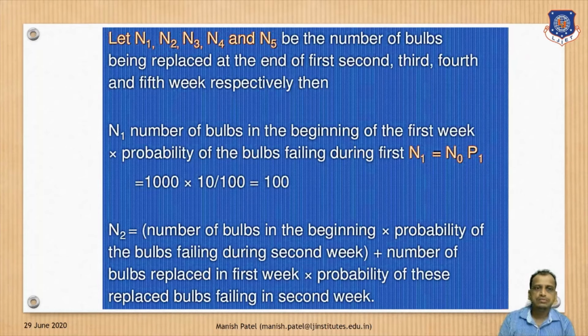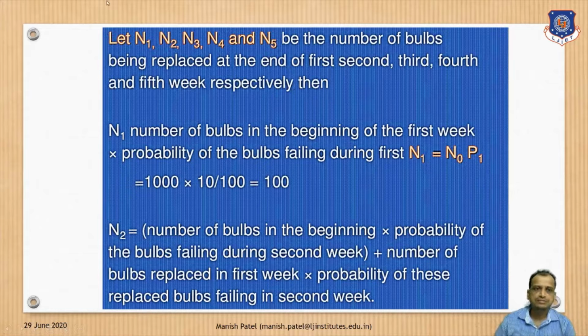Now let's start with the group replacement policy. We already did it in the algorithm, but be careful here, each and every step is given and you have to remember the formulas as well. Now let's suppose N1, N2, N3, N4 and N5 are the number of bulbs being replaced at the end of first, second, third, fourth and fifth week respectively.